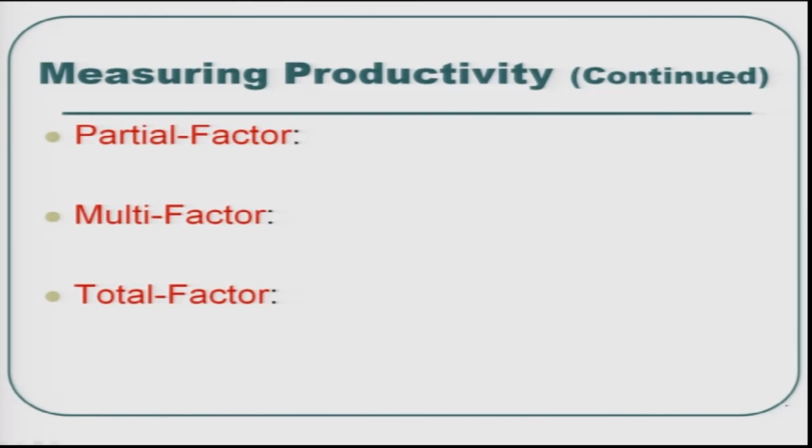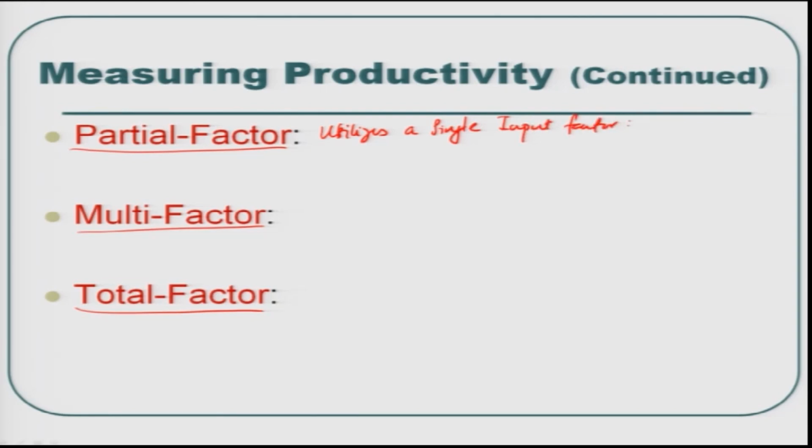Right. So there is also another way to measure productivity, which we call partial factor productivity, multi-factor productivity, and total factor productivity. So let's talk about what partial factor productivity is. The partial factor utilizes a single input factor.